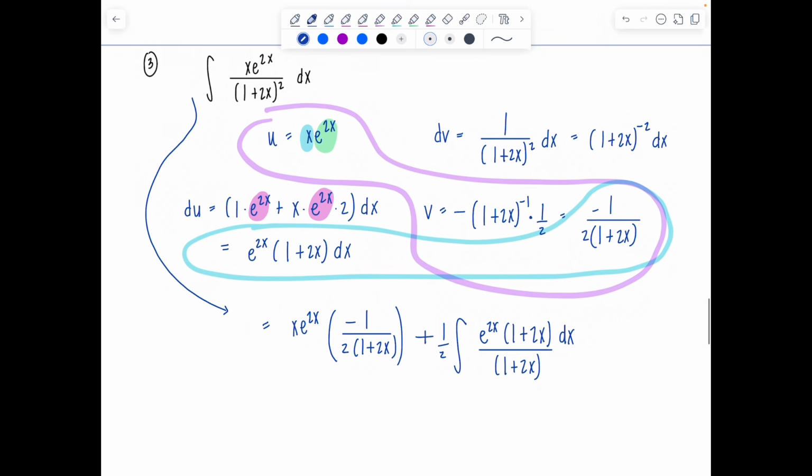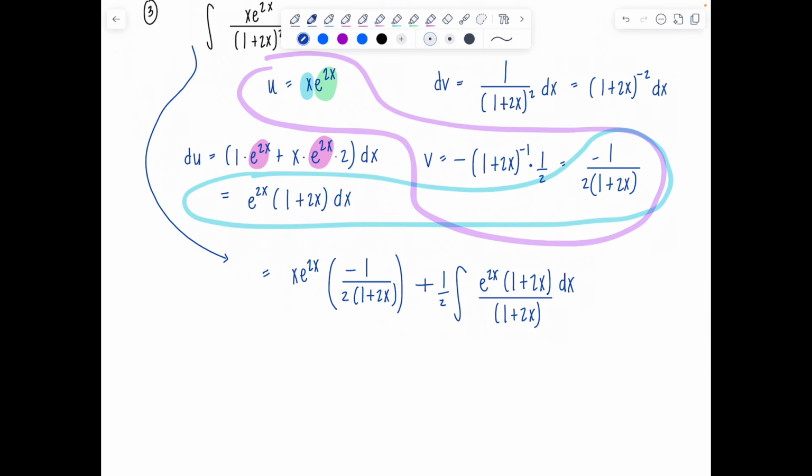Ooh, do you see how beautiful? Yes, yes, you do. Okay, let me clean this up. Let's just put that x e to the 2x in the numerator with the negative 1, like this. Okay, that's better already. And then 2 times (1 plus 2x), plus 1/2 integral. And then, yes, cancel party time. 1 plus 2x is gone. And then you have e to the 2x dx.